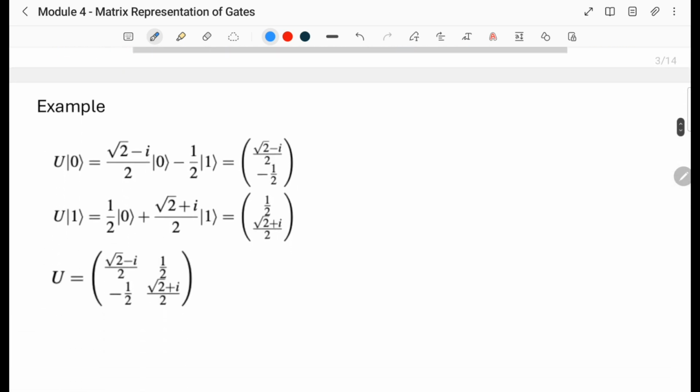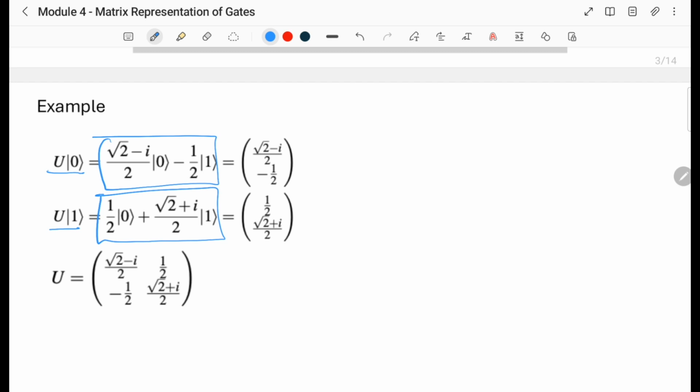Let's look at an example here, just to make things more clear. To represent a quantum gate, we need the basic information. What does it do to my basis states, 0 and 1? So we see, what does it do to 0? It transforms the 0 into this and 1 into this.